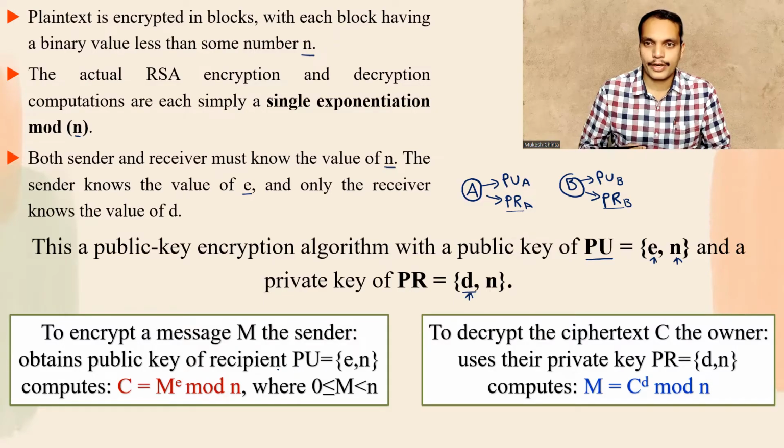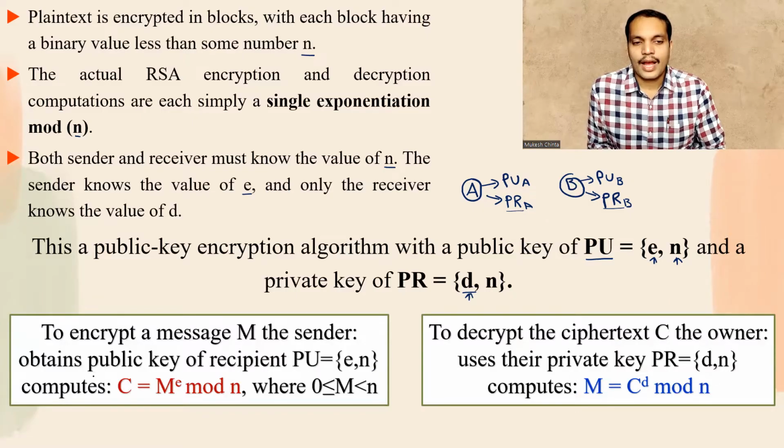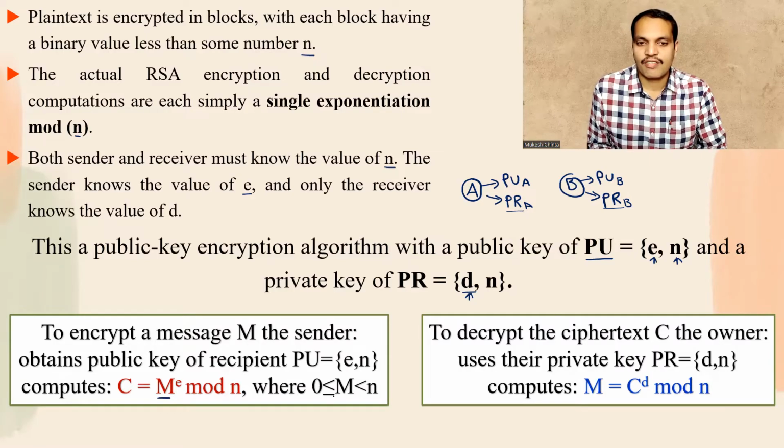We can distribute the public key to everyone. Hence the name tells you it is the public key, so that is known to the public. Now, PU is equal to E comma N, and then it computes the ciphertext, or does the encryption, such that C is equal to M power E mod N, where M is your plaintext message, which has a value less than the value N. That's what I told you here.